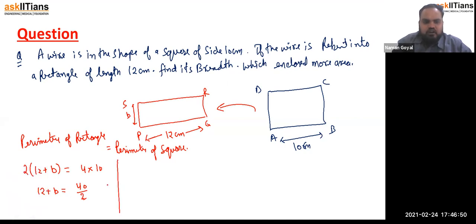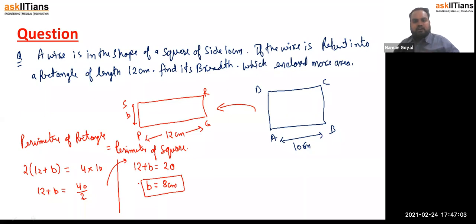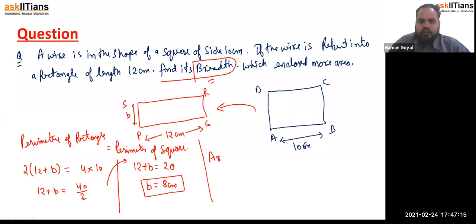So how much did you get? 12 plus B is equal to 20. The value of B you will get is 8 centimeter. So the breadth for that rectangle, which the question is asking to find, is 8 centimeter. Now after that, it is also asking which encloses more area. So first we find the area of the square, which is 10 square, which is 100 centimeter square.